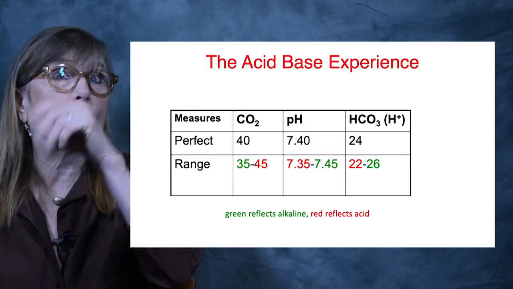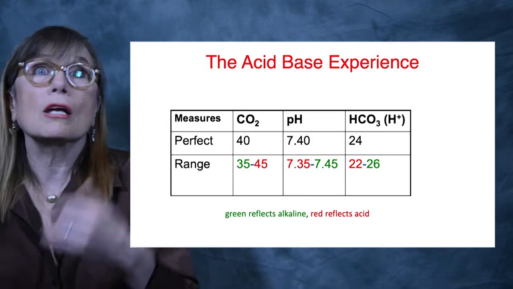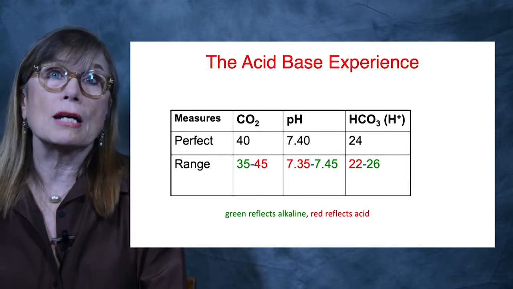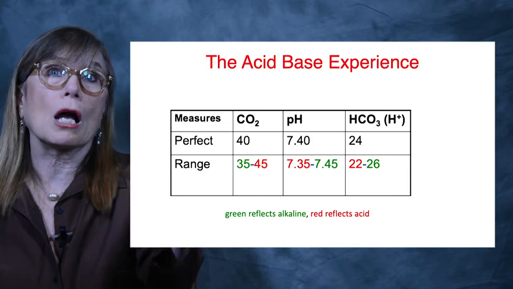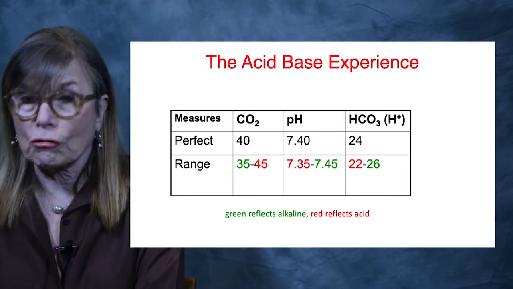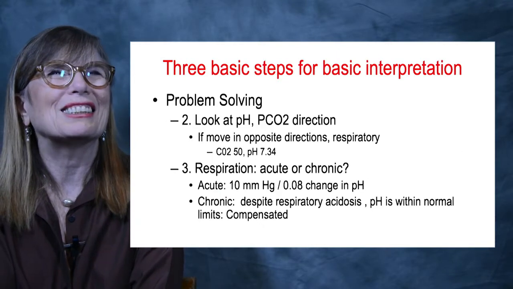And the terms we used to use, partially compensated and all of that, we don't say that anymore. We just say you're acute or you're chronic. Acute means you got a problem and your pH is out of range. Chronic means you got a problem and your pH is in range. Pretty simple and very straightforward. So excuse me for going backwards because I wanted to show that to you.